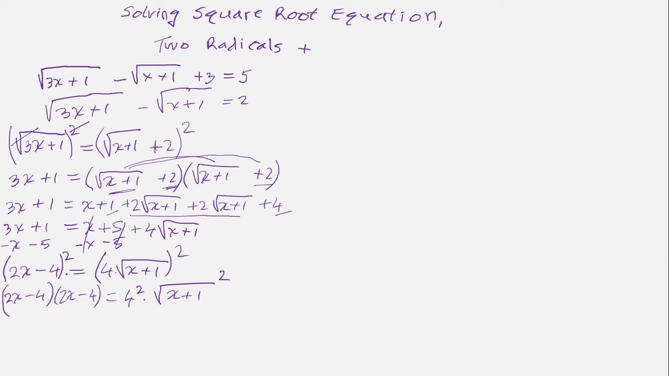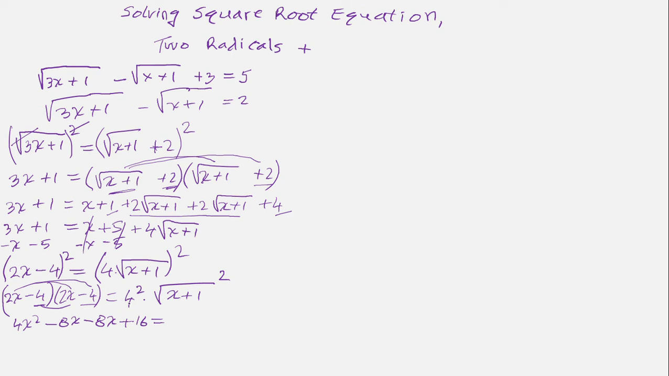So now we need to distribute the left-hand side and then simplify. So we have 2x times 2x, which is 4x squared. And then 2x times negative 4 is negative 8x, and then negative 4 times 2x is negative 8x again. And then negative 4 times negative 4 is positive 16.